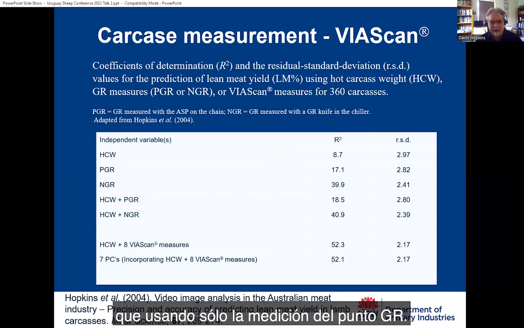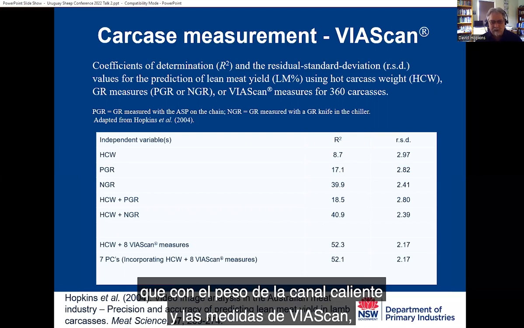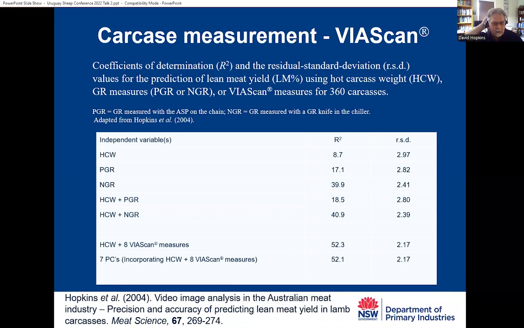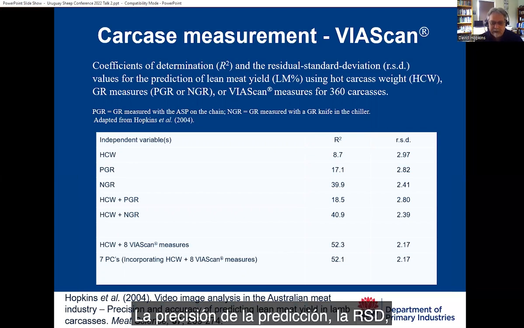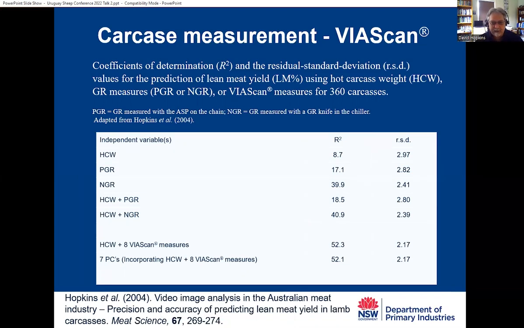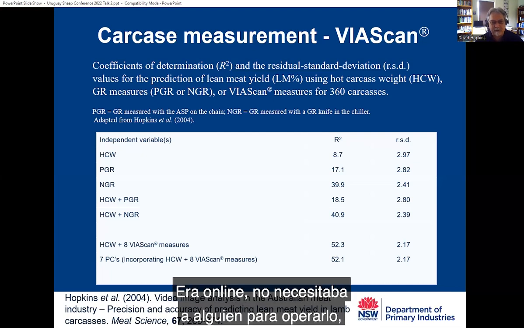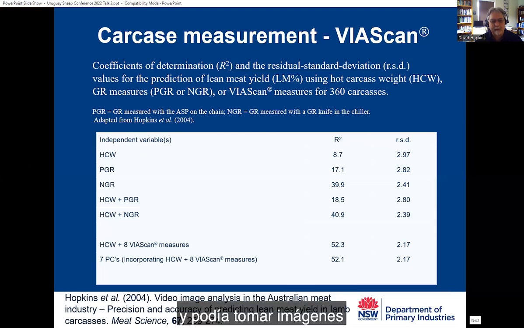Now, we did some work published here in 2004, which looked at how much better ViaScan might be at predicting yield than, say, using just the GR measurement. And you can see when you get to the bottom of the table that with hot carcass weight and ViaScan measures, we can get an accuracy over 50%. That's what the R squared is. And also the precision, if you like, of the prediction, the RSD, was around about 2%. So this looked like very favorable technology. Online, didn't need a human to operate it, and could sit there and take images and give the predictions.